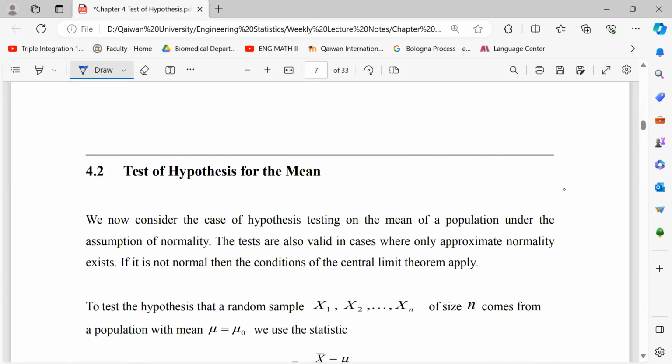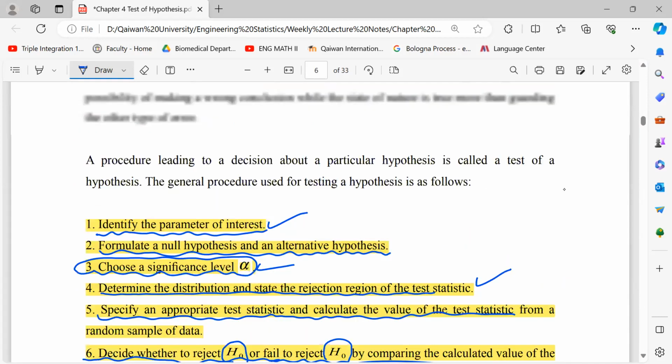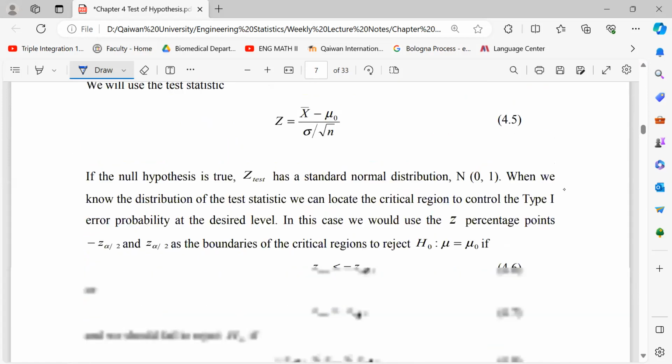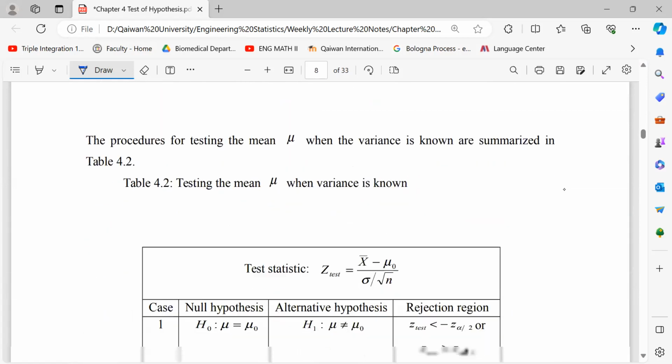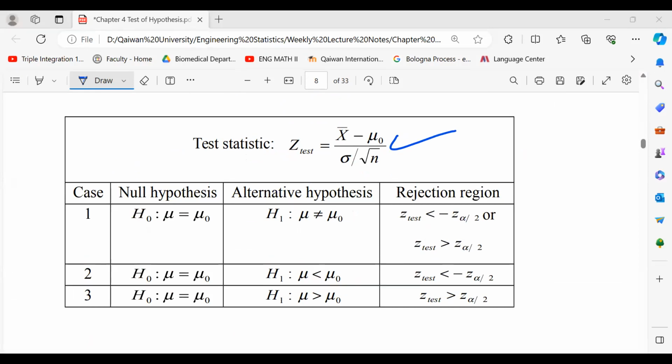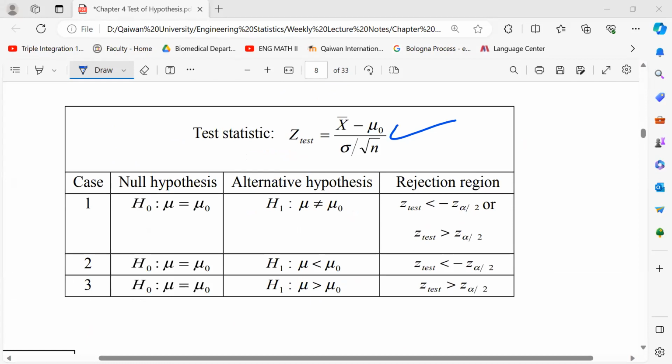The first topic here is test of hypothesis for mean. It's for mean, which means the first step is done: identify the parameter of interest. We see the parameter of interest is the mean of the population. That's all about the first step. In this case, for the hypothesis of the mean, we use this formula for finding z-test. Let me show you as it is given, as it will be given in the exams.